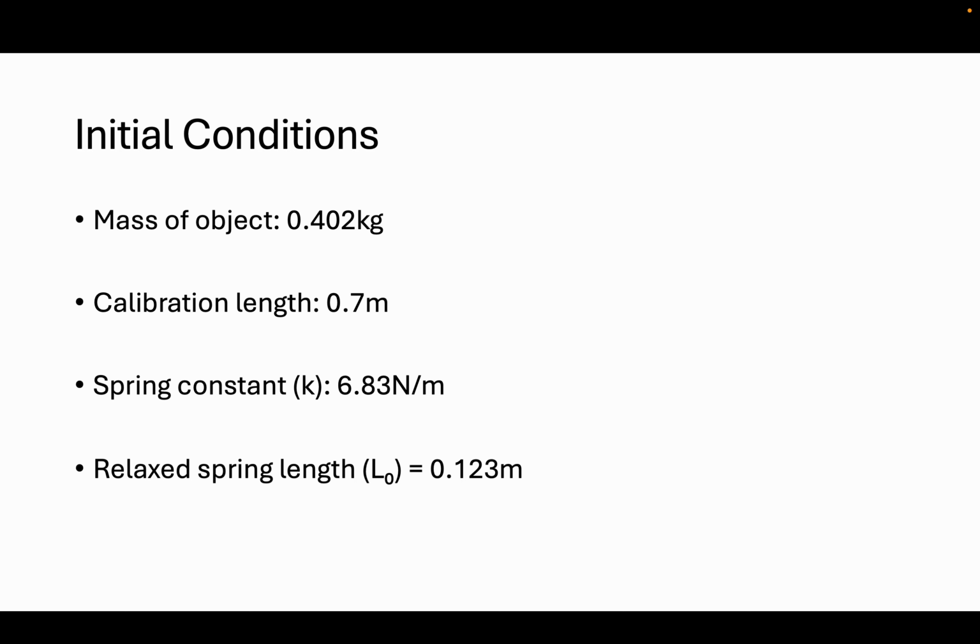Now for initial conditions. The mass of the object is 0.42 kilograms. The calibration length used to scale the video was 0.7 meters. We use a spring constant of 6.83 newtons per meter. The relaxed length of the spring was measured to be 0.123 meters.